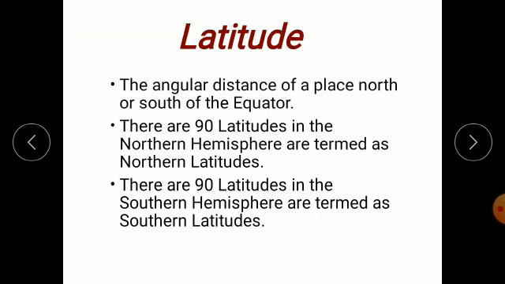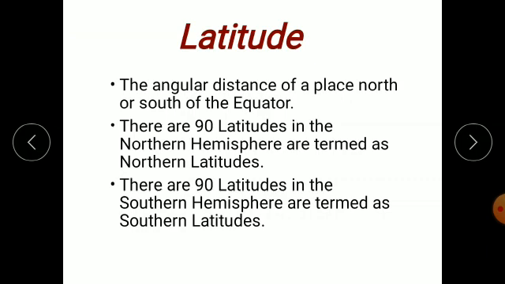The size of these parallels decreases as we move polewards. Polewards means those two poles that I told you, North Pole and South Pole. The North Pole and the South Pole are the smallest latitudes, not bigger than a dot.